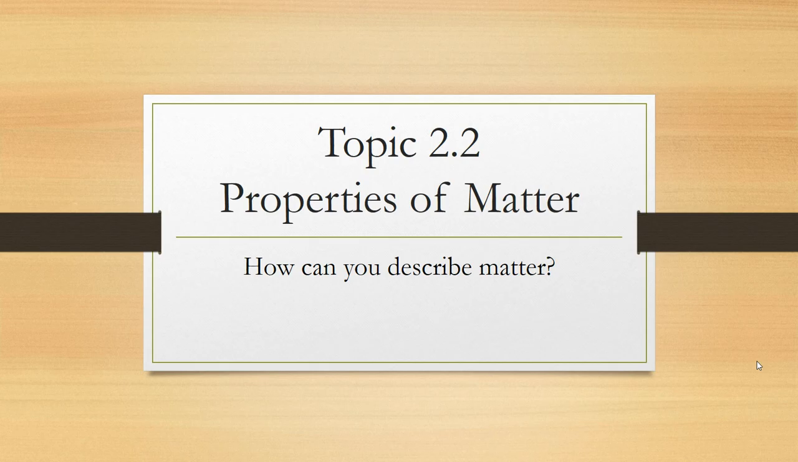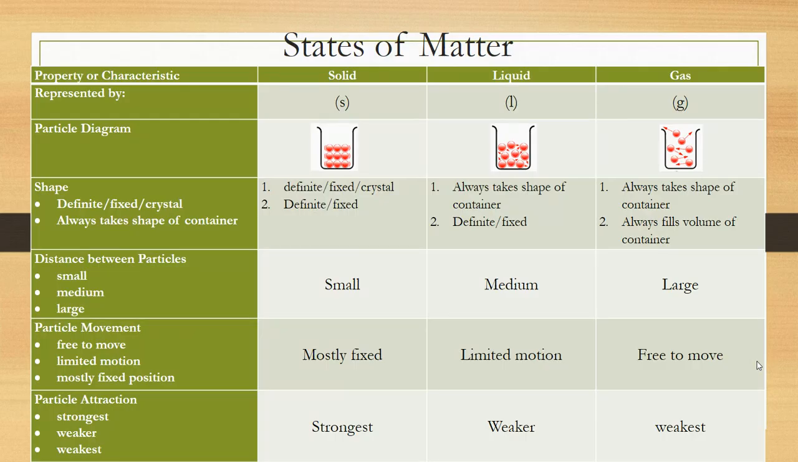Okay, we're going to work on topic 2.2 today, which is properties of matter. I had you do that PhET simulation, and so this table essentially summarizes what you should have gained from that sim in terms of some properties of solids, liquids, and gases. We usually represent solid as a lowercase s inside a set of parentheses, liquid as an L inside parentheses, and gas as a lowercase g inside parentheses. Like I said, that'll become more important later on.